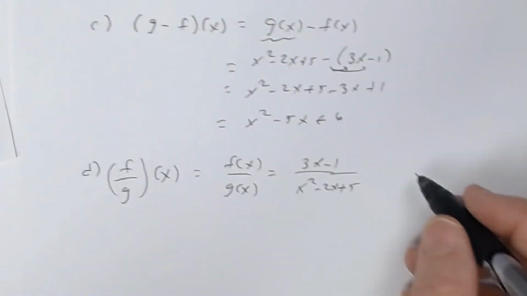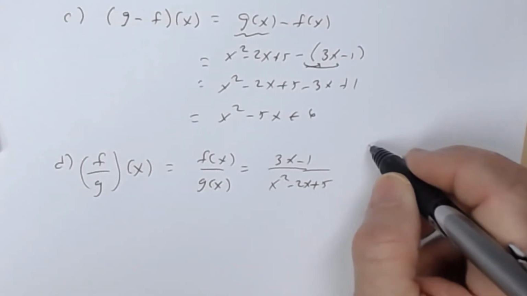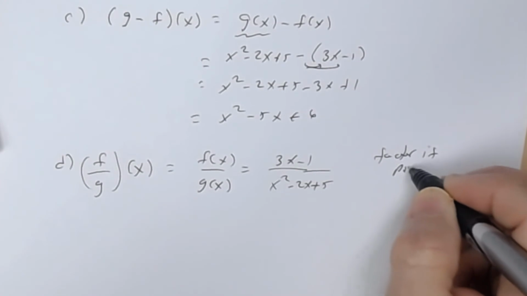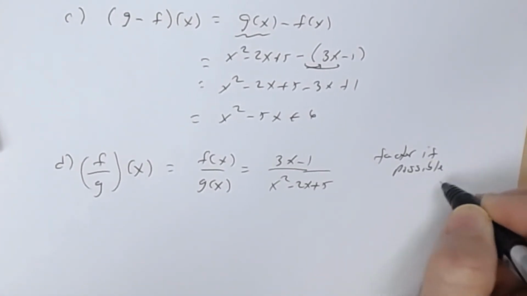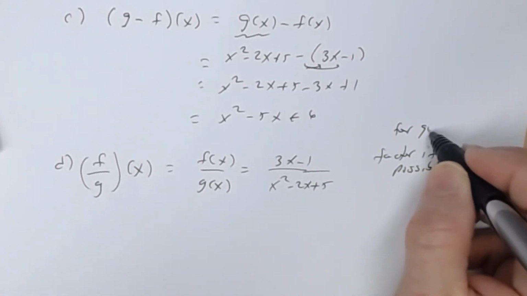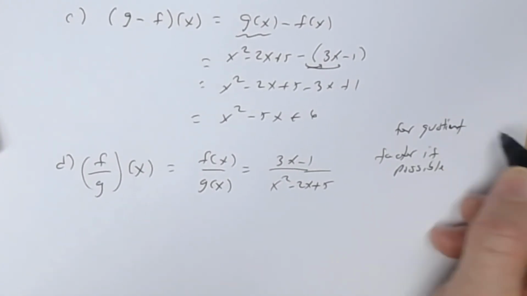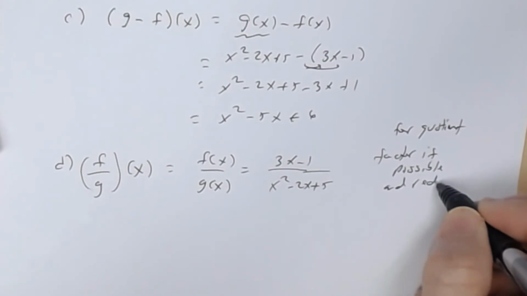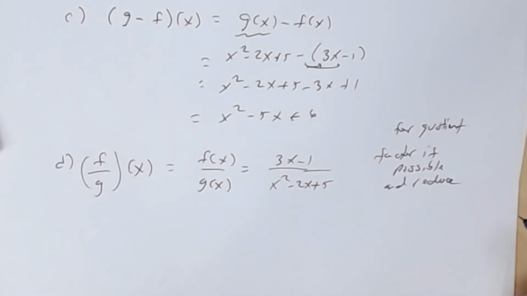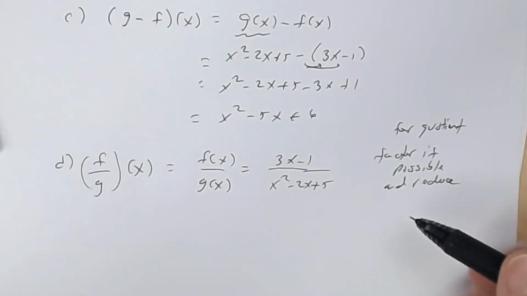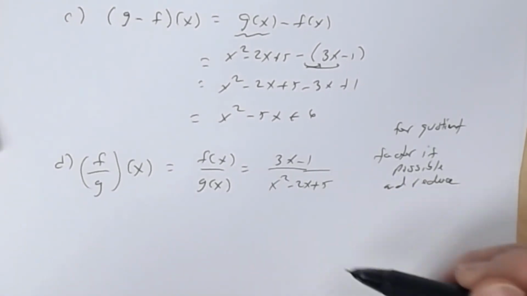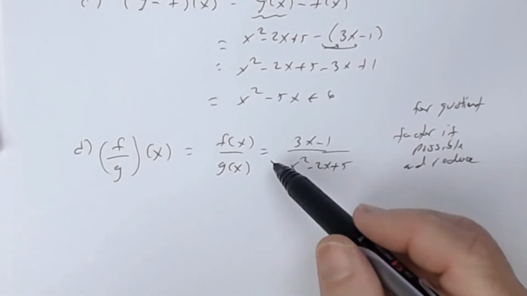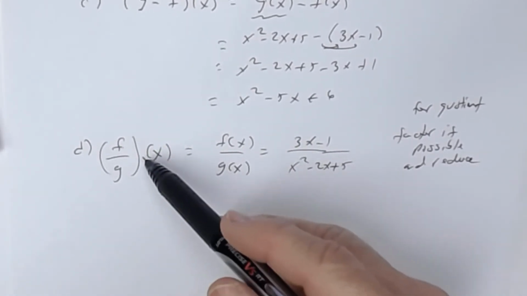Okay, but put this in as a little note: factor if possible. For quotient, factor if possible, and reduce. Okay, but if you notice that you can't factor it, then leave it like this. All right, so that's f divided by g at x.